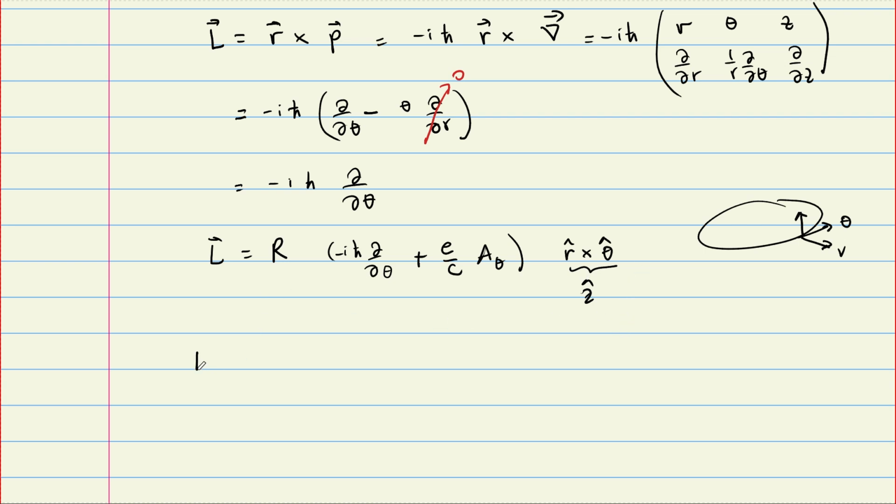Then I can write the Hamiltonian. The Hamiltonian is Lz squared over 2I, which is going to be 1 over 2m r squared, times minus i h bar del theta, plus e over c.